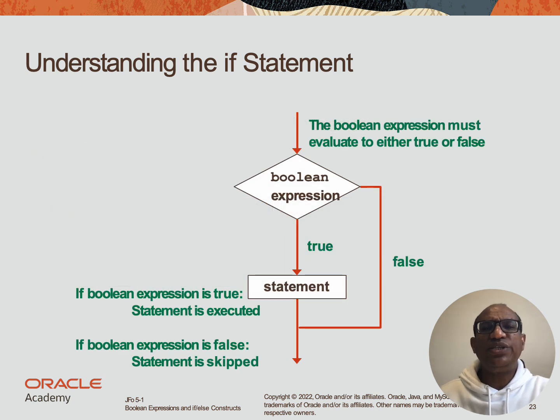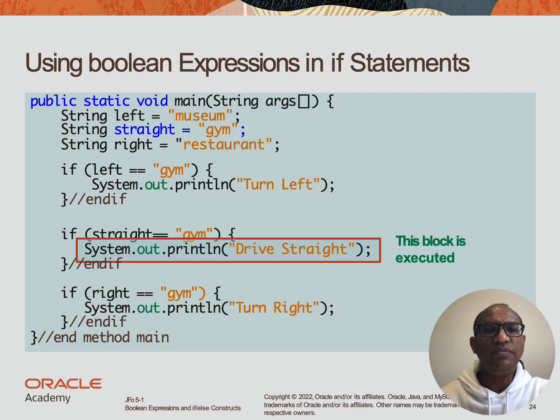In this flowchart, we see how a true condition leads to an executed statement. A false one skips it. In the slide example, the Boolean expression in the second if statement returns true. Therefore, drive straight is printed to the console.